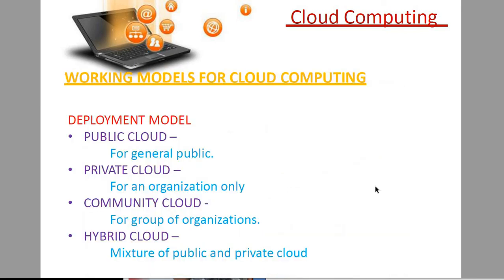Working models for cloud computing: how does the deployment model work? Public cloud is for the general public, private is for any one organization, community is for a group of organizations, and hybrid is a mixture of public and private.